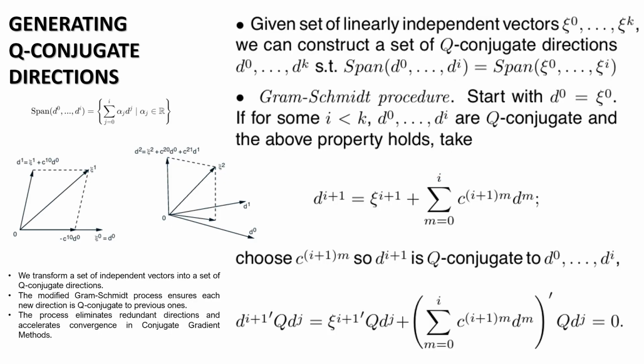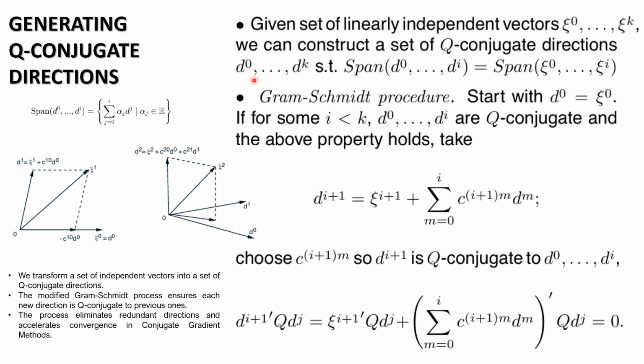Let's consider how to construct a set of Q-conjugate directions from a given set of linearly independent vectors using a modified Gram-Schmidt procedure. In optimization and numerical linear algebra, when solving quadratic minimization problems for function f, where Q is a symmetric positive definite matrix, conjugate gradient methods require a set of conjugate directions.